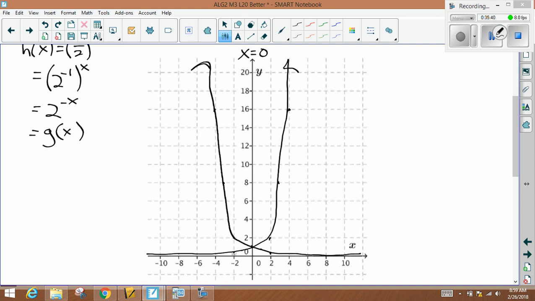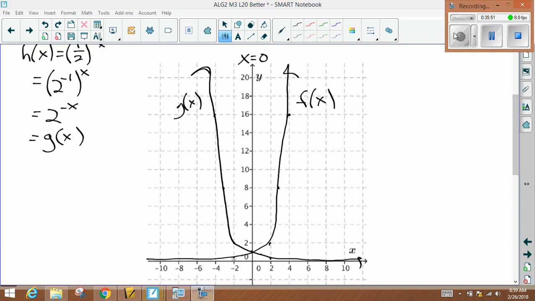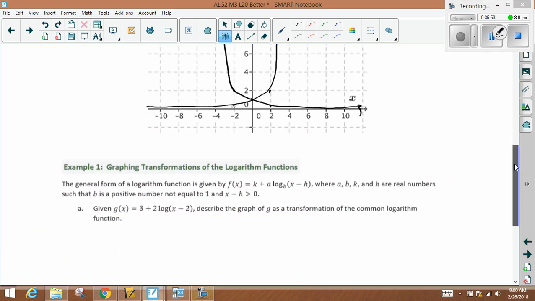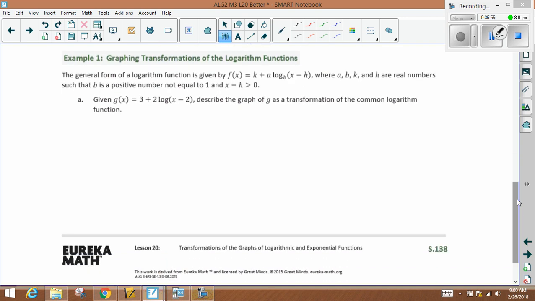Well, not a very good graph, but here we go. We have g of x over here, and f of x over here. All right, let's go down here and talk about the transformations of logarithmic functions. We talked about what was happening with everything except for one of those. This coefficient of 2 we didn't talk about, right? But we did talk about this.